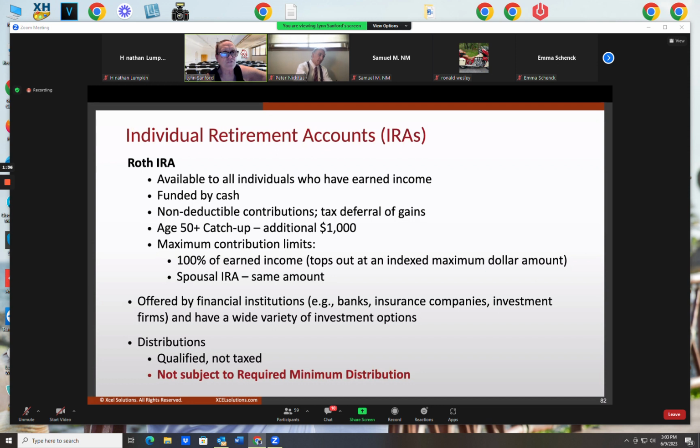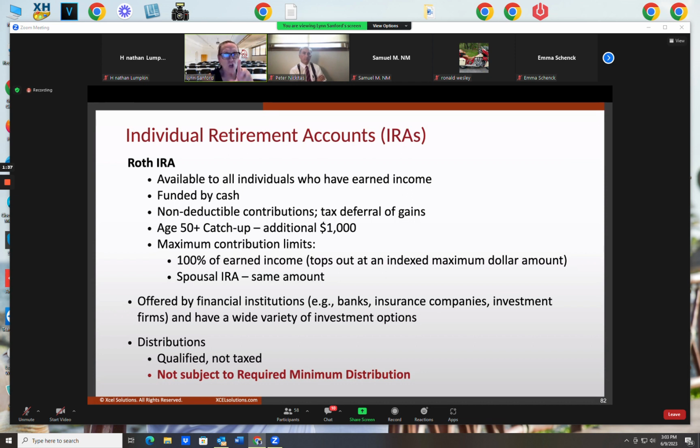It's available to all individuals who have earned income, and it's always funded by cash or check contributions, never by stock certificates, never. Non-deductible contributions? No, you don't take a tax deduction for Roth contributions at all. You already paid tax on it. So you're not taking any tax deduction for a Roth contribution. Once it goes in, then it grows on a tax-free basis.